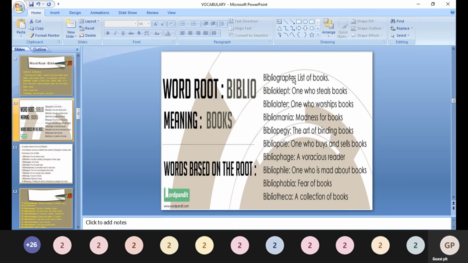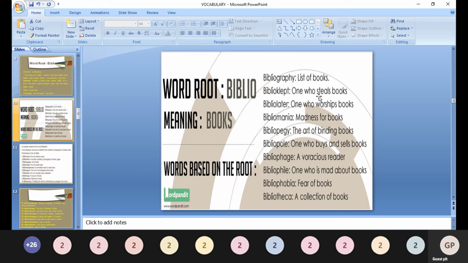See here, word root biblio. Now see the umpteen words based on the root biblio. Just see how many words are built up on just the root word biblio. So now you know the meaning of biblio. Biblio means book. So now half of the word you know the meaning. Now you look into the remaining parts. Bibliography, a list of books.